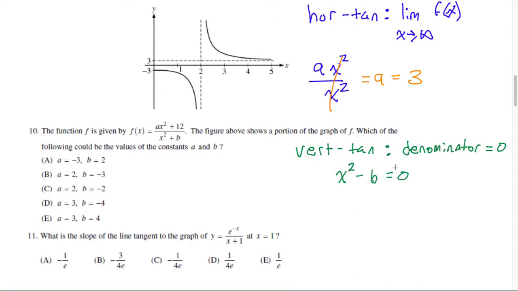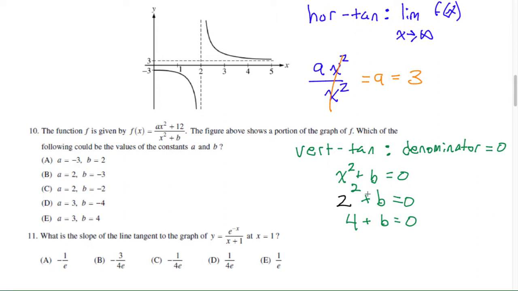Well, where did that happen? At what x value did that happen? 2. So 2 squared minus b is equal to 0. 2 squared is 4. Isn't it plus b? I don't know. I'm writing minus b. I'm rewriting this problem wrong. Yeah, it should be a plus b. Thank you. Which means 4 plus b is equal to 0.